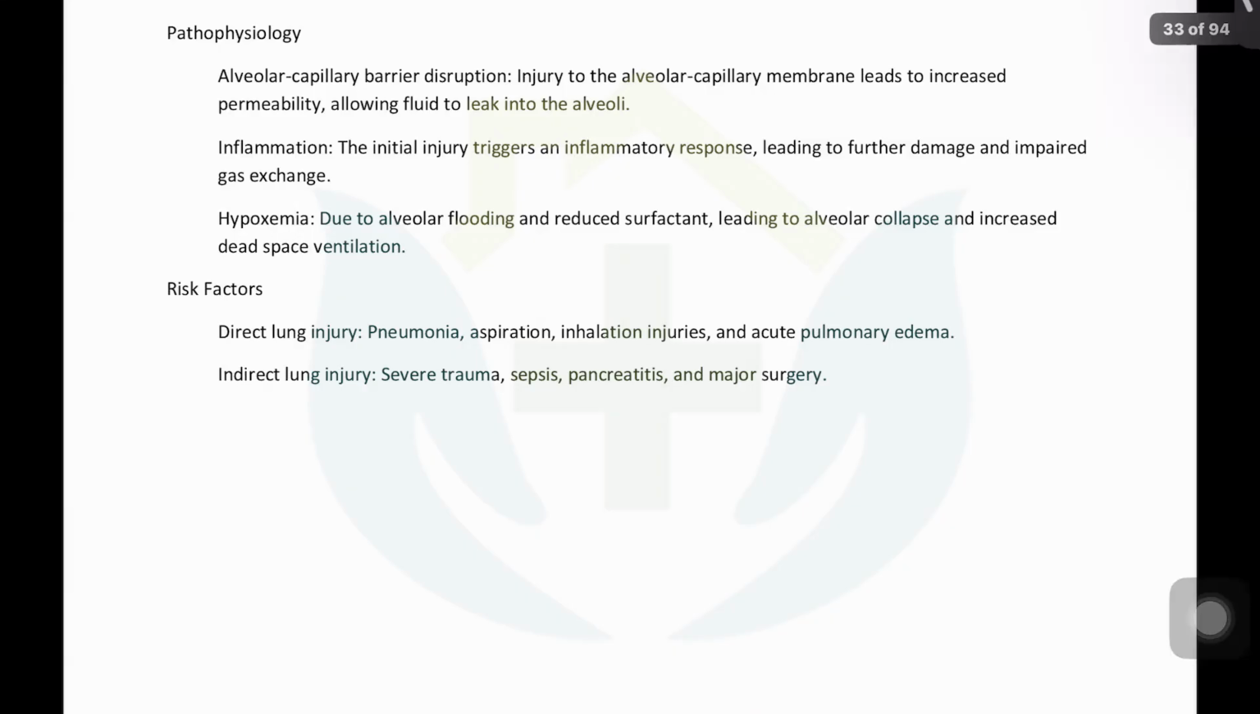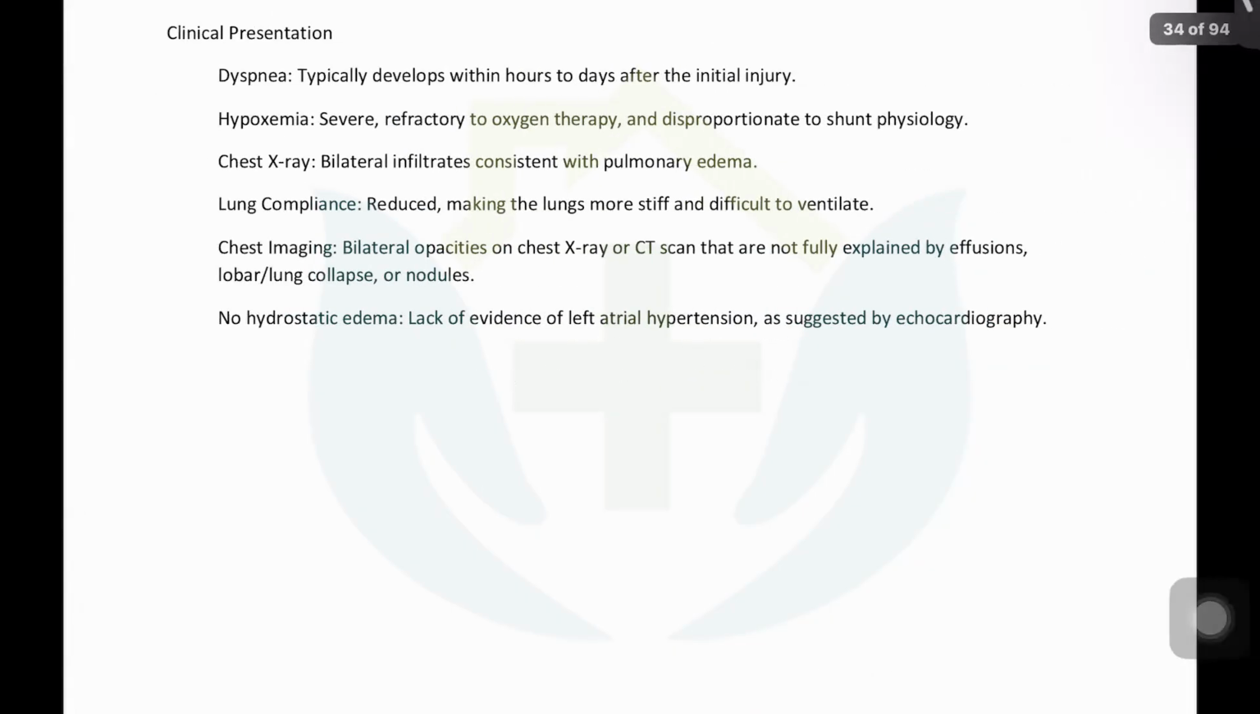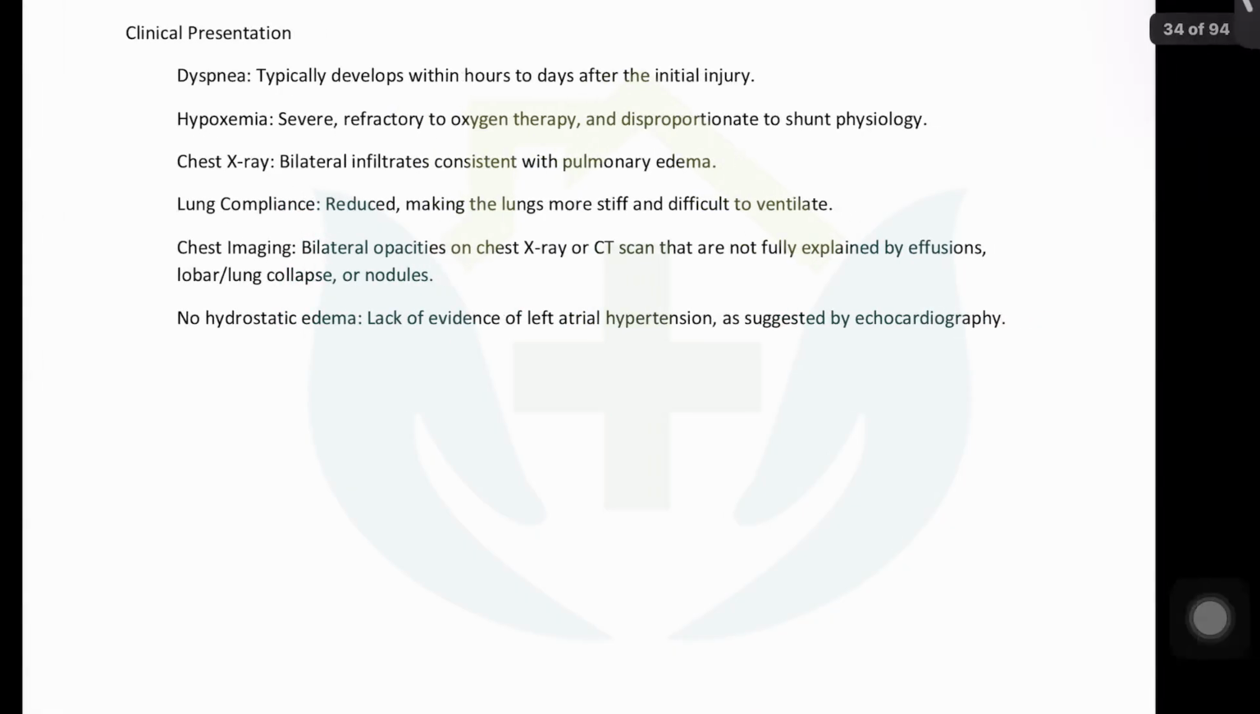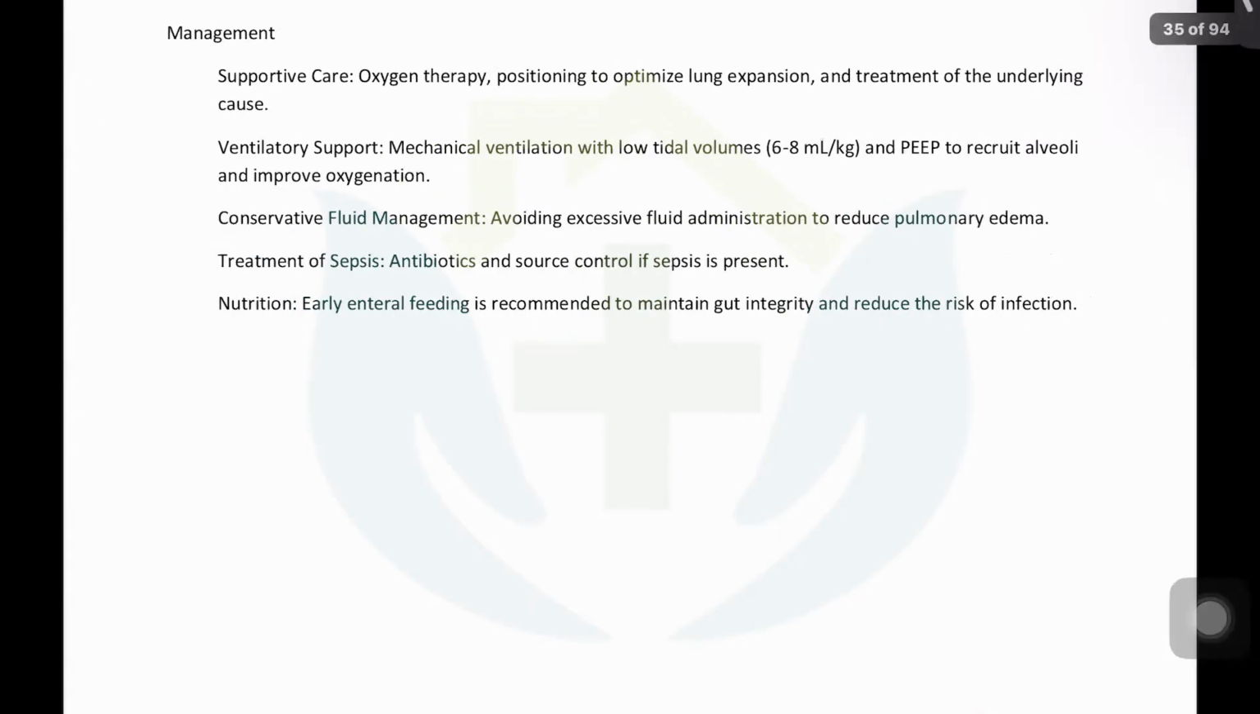Sometimes direct injury happens like pneumonia, aspiration, inhalational injury, or acute pulmonary edema. But sometimes indirect lung injury like pancreatitis, sepsis, trauma somewhere else, major surgery can also lead to ARDS. Presentation typically is dyspnea that worsens over hours to days. Hypoxia could be mild to severe. Chest X-ray has to show bilateral infiltrates, and now ultrasound imaging is also included. The point of note is that it should not be a cardiogenic situation.